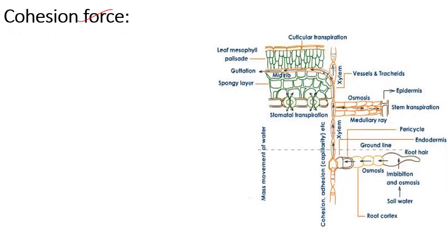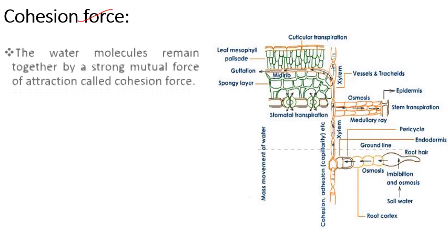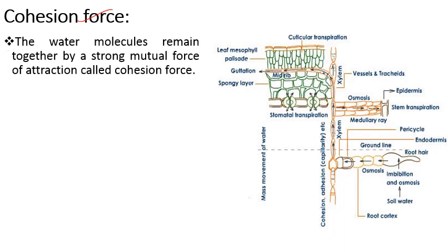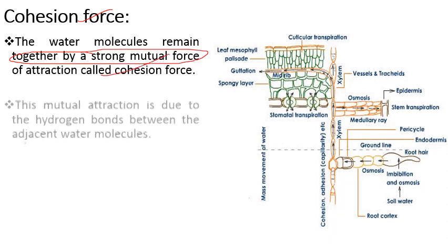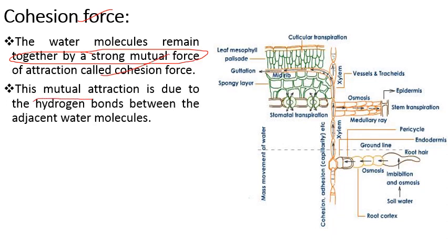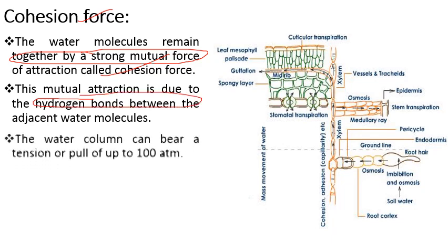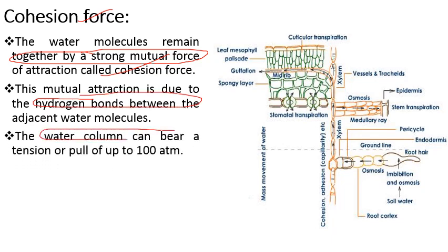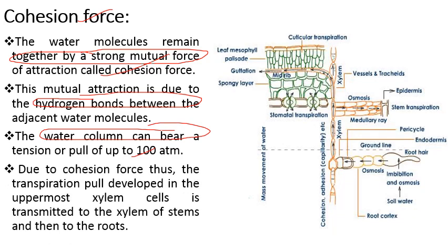Next phenomenon involves the cohesion force. Cohesion is the force of attraction between the water molecules. So the water molecules remain together by a strong mutual force of attraction known as cohesion force. The mutual attraction is due to hydrogen bonds between the adjacent water molecules, and the water column can bear a tension or pull of 100 atmosphere. So itni tension ko ye bear kar sakta hai water column. This is a continuous column.